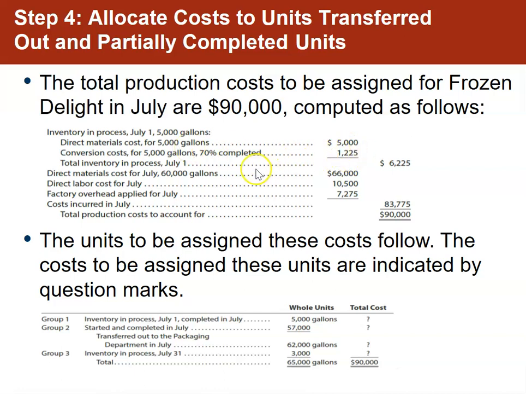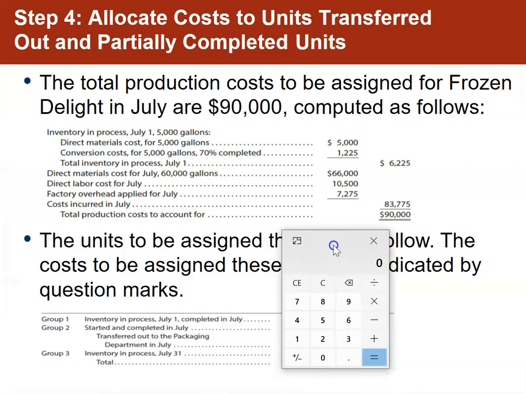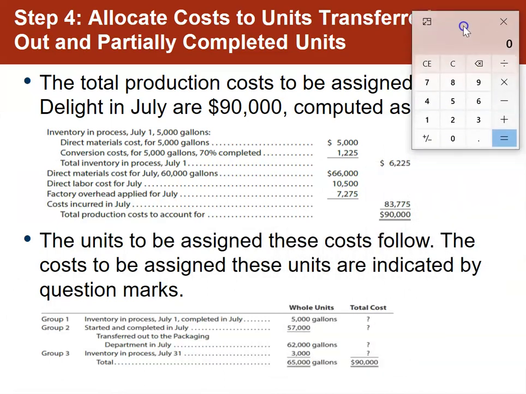We also know that our conversion costs are 30 cents per gallon in the month of July, but watch this. We had 5,000 gallons that were 70% completed. That's 3,500 gallons at a cost of $1,225 in conversion cost. That was beginning work in process. So we take that $1,225 and divide it by 3,500. We see that conversion costs for the prior period were 35 cents per gallon, 30 cents for the current period.